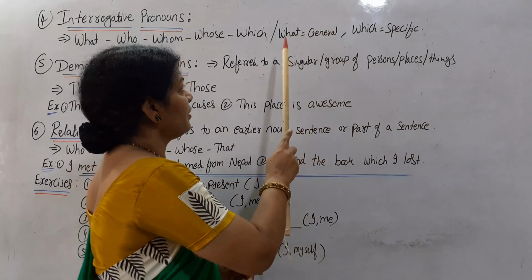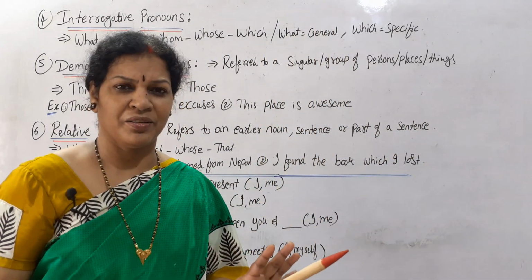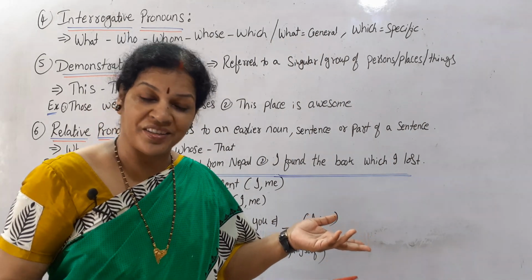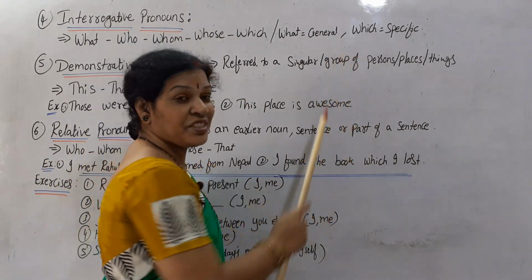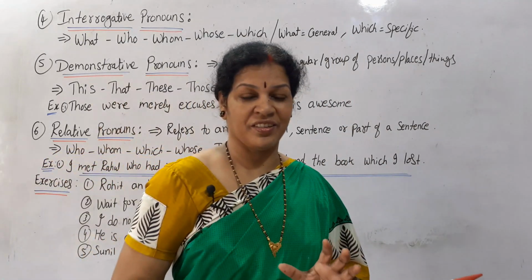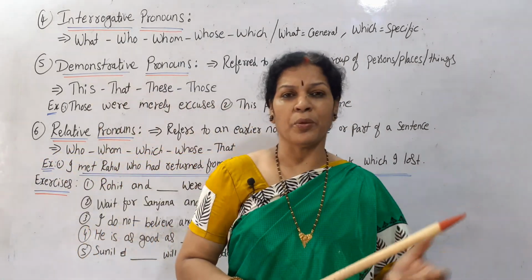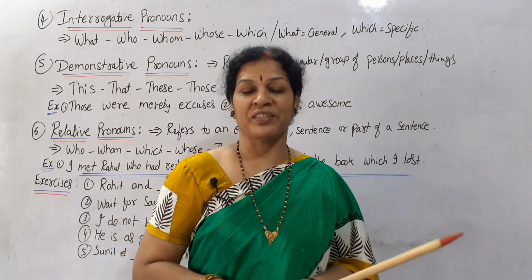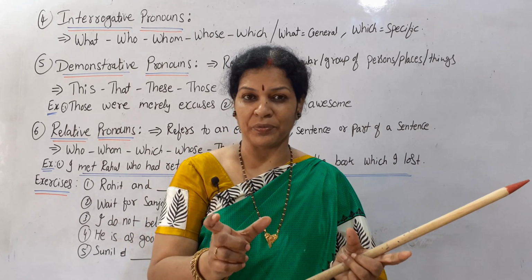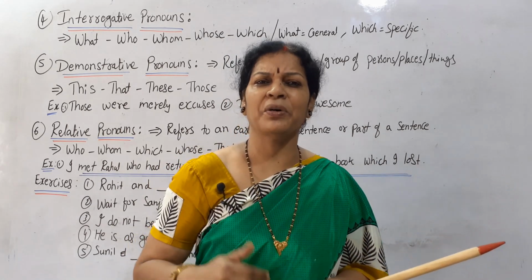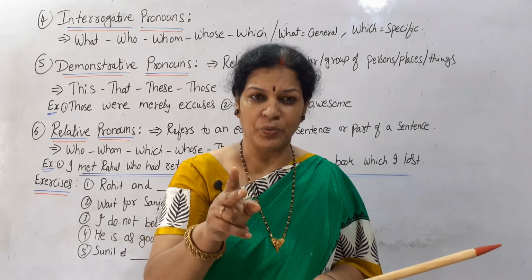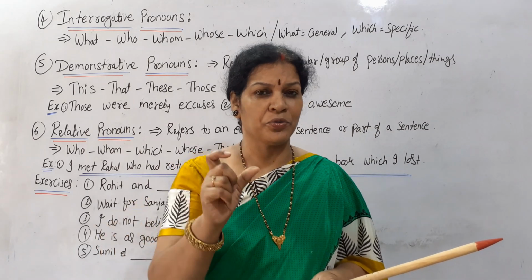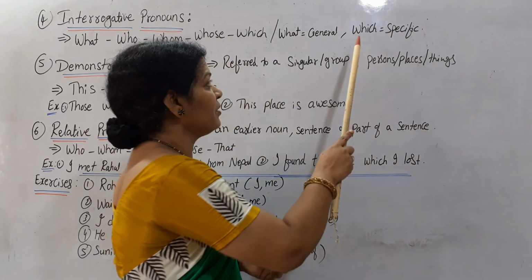Remember one thing here: what means general. What is going on? General. What happened? General. If you say which, this is specific. Say you have 2 options, out of that which one is best? Say I have given you 2 ice creams, kept in front of you. Which ice cream is good? Which one do you want? Means when you want a specific option or want to choose a particular one, then we use which.